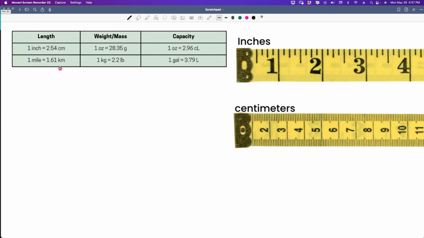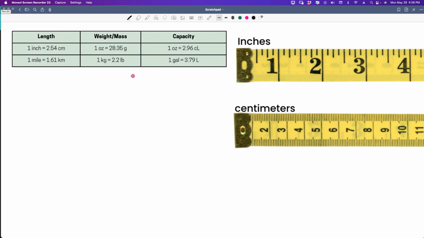So the one that we've probably used the most in other mathematics is 1 inch is equal to 2.54 centimeters. And we would do that when converting most typically between meters and inches or centimeters and miles. There is another unit of length that we can use, and that is miles to kilometers, and a mile is 1.61 kilometers.